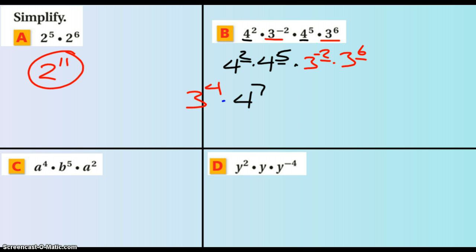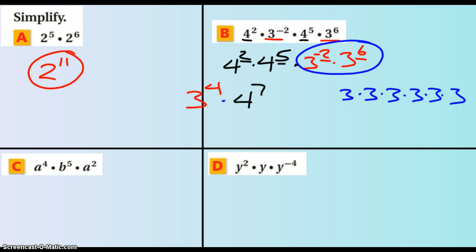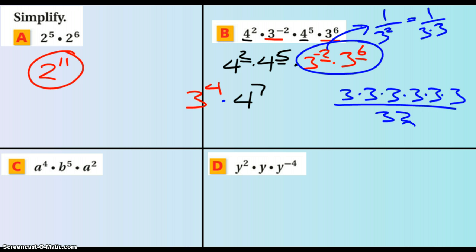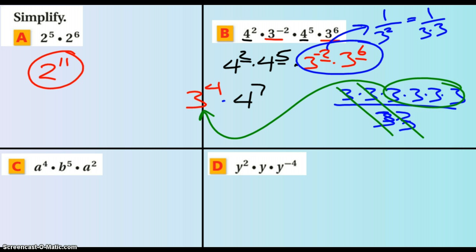And just to clarify here, if I look at this part right here, what does this actually mean? 3 to the 6th is, remember, this. And 3 to the negative 2 is the same thing as 1 over 3 to the 2nd, or 1 over 3 times 3, which would be like this. So basically what can happen here, since we're multiplying everything, we just kind of cross off two factors, and you can see that we are left with 3 to the 4th power, which is what we got here. So that's how that works.